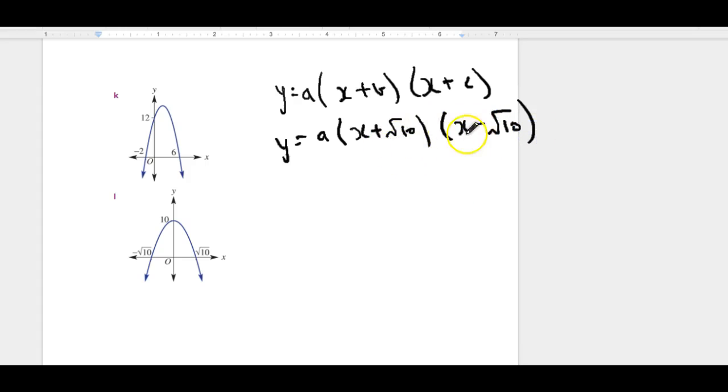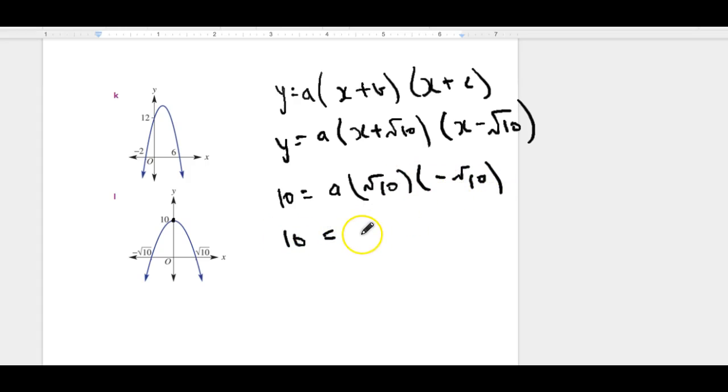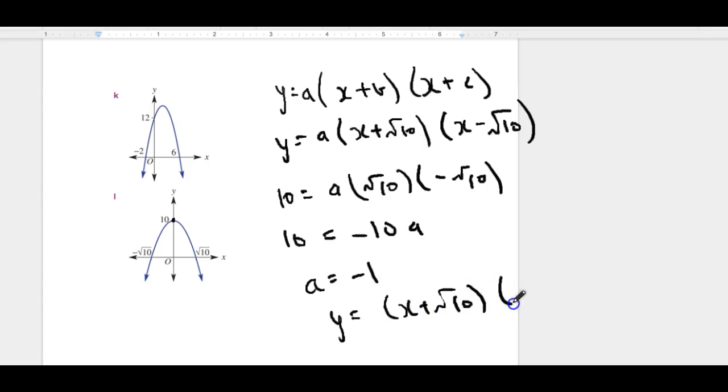And what does this look like? Okay, what does this expanded form look like? The difference of perfect squares, doesn't it? But let's see if it turns out that way. So let's substitute in this 10 as our x and y values. So 10 equals a times √10 times -√10. √10 times √10 is just 10, but it's -10 because it's a negative sign. So a equals -1. So I get y equals -(x plus √10)(x minus √10).